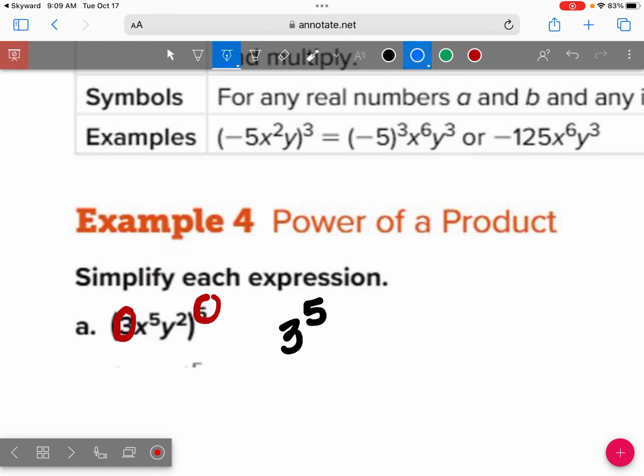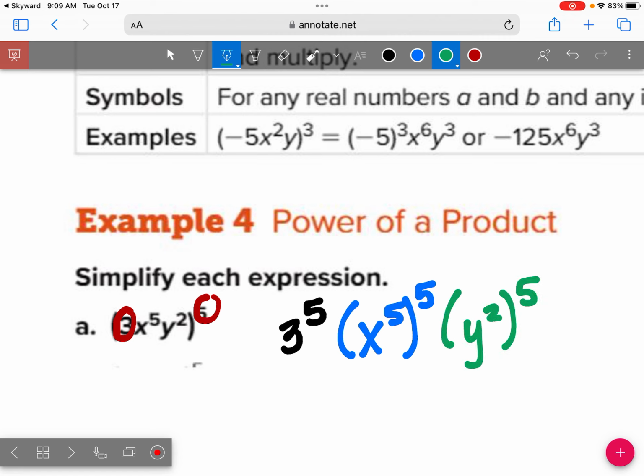And then I have x to the 5th to the power of 5. And I have y squared to the power of 5. So we have 3 different things that we're raising to the power of 5. So go ahead, pick up your calculator and multiply 3 times 3 times 3 times 3 times 3. Or just do an exponent and put 3 to the power of 5.